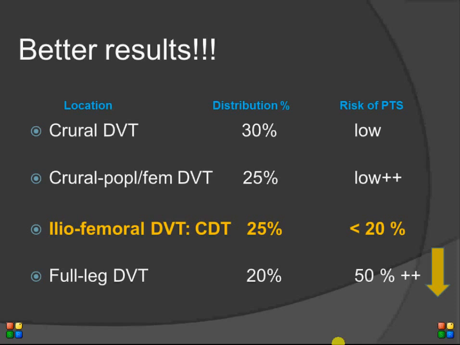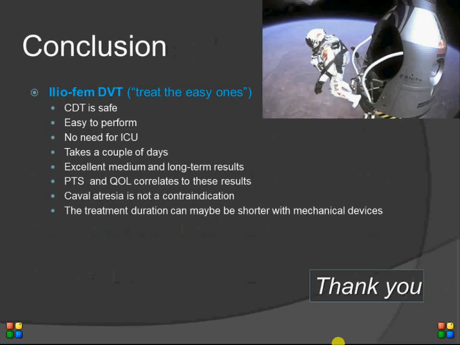So we can say we can reduce the occurrence of PTS after ileofemoral deep venous thrombosis with catheter-directed thrombolysis to about 15–20%, which is lower than the conservative figures shown this morning. So please jump in, try to do these easy cases. It's a very simple procedure, low cost. I will come back to that in the discussion. And it can be done very easily, and you can keep the patients in the ordinary ward. Don't put them in ICU, it's not necessary.